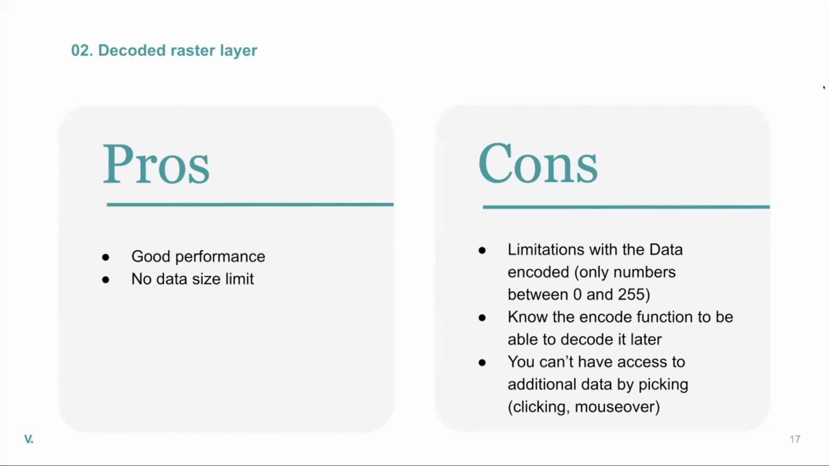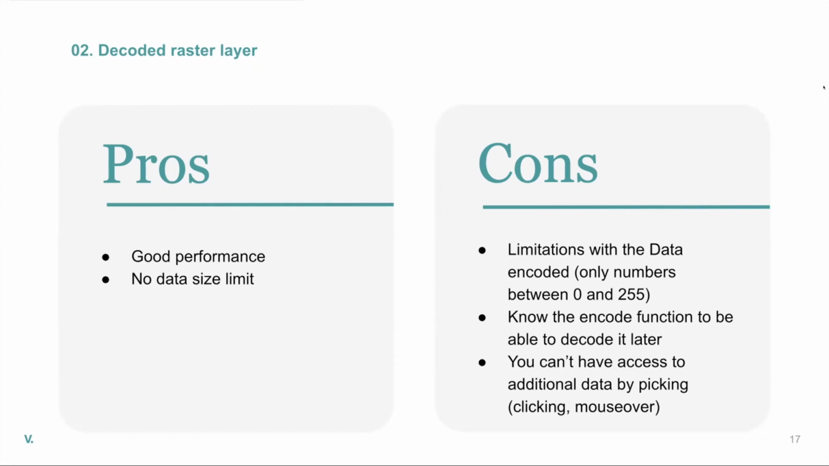On the contrary, as I mentioned before, we only have numbers between 0 and 255 that are the colors that we can encode, and we have only 4 bands. So the limitations are there with the data we can encode. Of course, you need to know how the people encode the data inside the image. Otherwise, for you, there will be only colors. So you won't know that that was a year, or that was a category, or whatever.